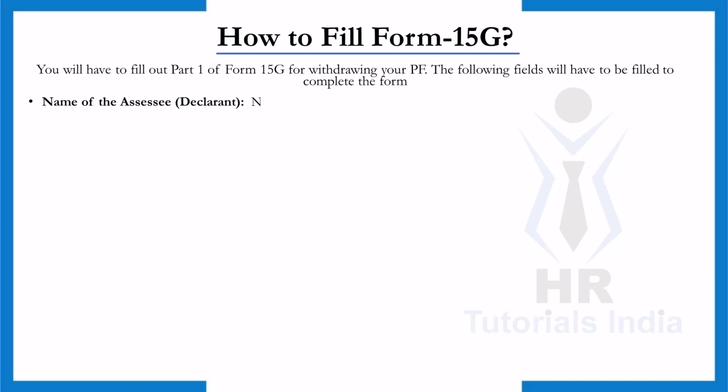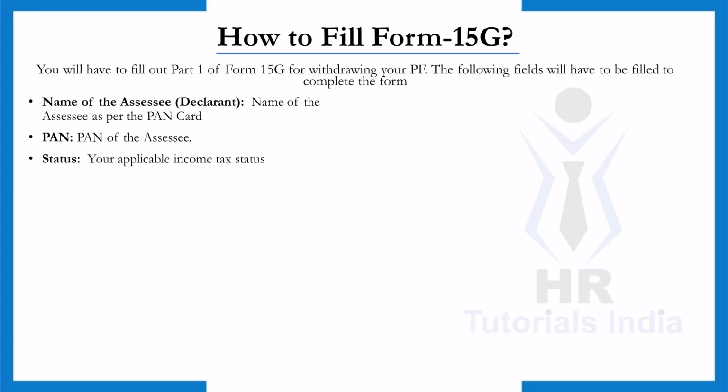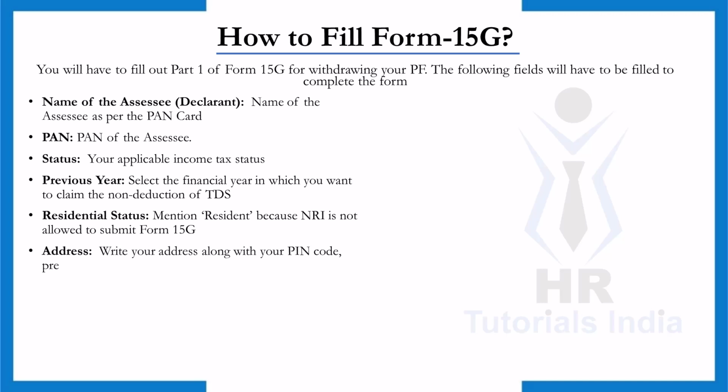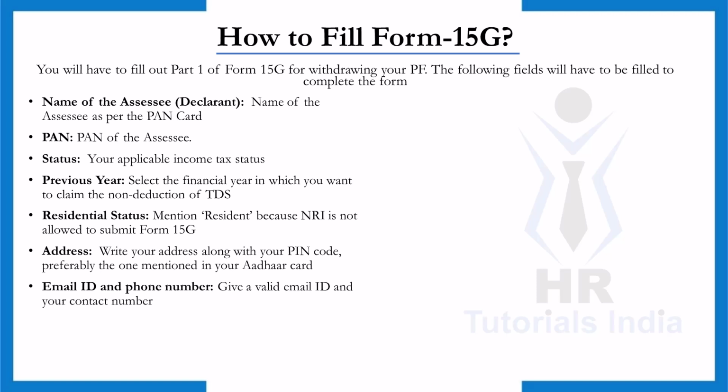Name of the assessee, that is the declarant, as per the PAN card. PAN of the assessee. Status, your applicable income tax status. Previous year: select the financial year in which you want to claim the non-deduction of TDS. Residential status: mention resident, because NRIs are not eligible to submit Form 15G. Address: write your address along with the PIN code, preferably the one mentioned in the Aadhaar card. Email ID and phone number: give a valid email ID and your contact number.